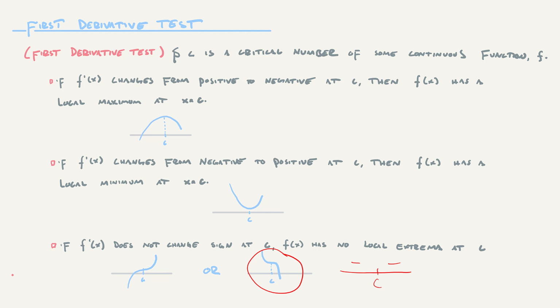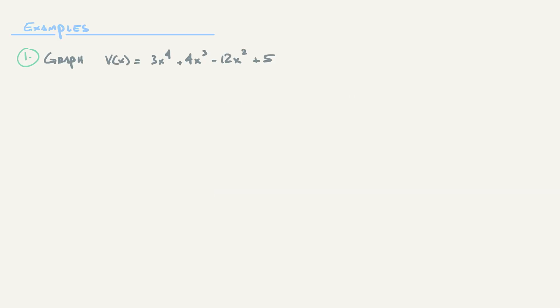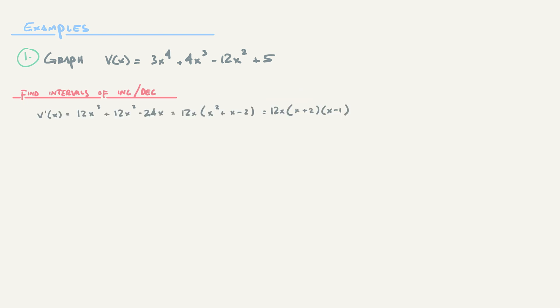So let's see this in practice. Let's do an example. Example 1 says graph v of x equals 3x to the fourth plus 4x cubed minus 12x squared plus 5. Okay, so the first thing I'm going to do is find the intervals where this thing is increasing or decreasing, which means I have to find the critical numbers first. So I found the first derivative. I was able to even factor it, so I factored it into this thing nicely, which is ready for sign analysis now.